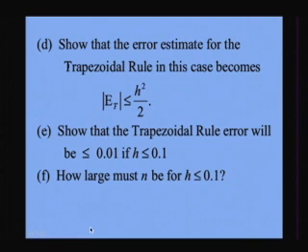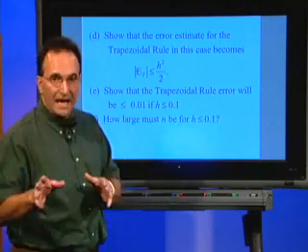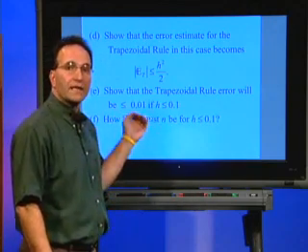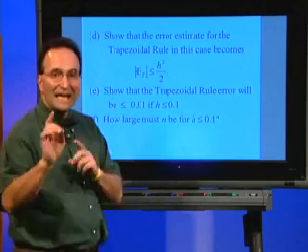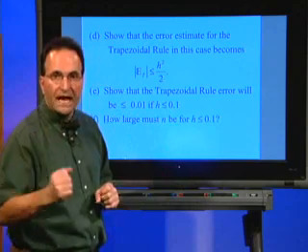Then show that the error estimate for the trapezoidal rule in this case becomes the absolute value of E sub t is less than or equal to h squared divided by 2. Then show that the trapezoidal rule error will be less than 0.01, in other words, less than 1/100th, if h is less than 0.1 or 1/10.